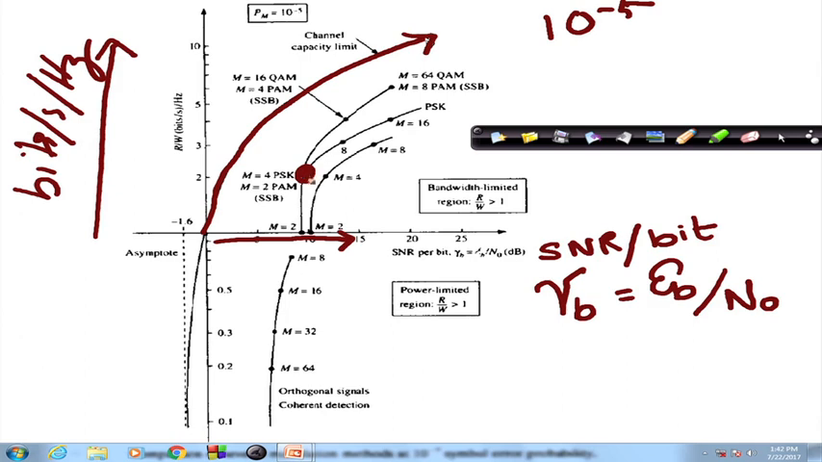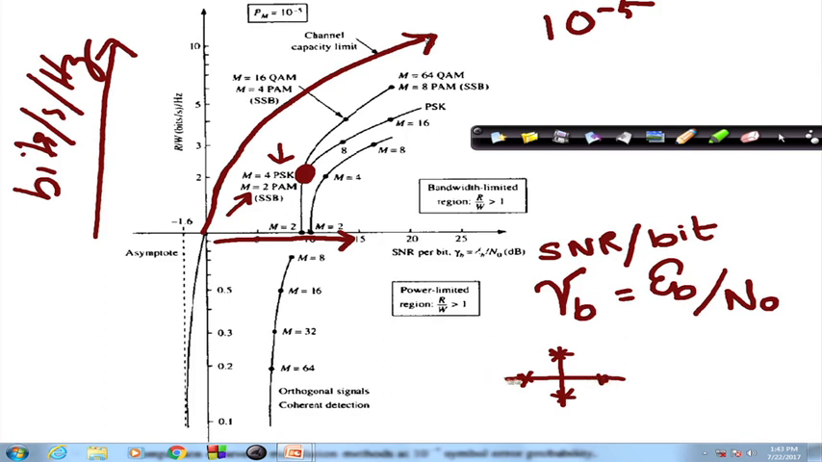here corresponding to M equals 4 PSK and M equals 2 PAM with SSB. SSB is single sideband, because PAM is a double sideband signal. So, there is unnecessary use of bandwidth. If you use single sideband, you are optimally using the spectrum. So, the Eb/N0 requirement is the same, and for 4 PSK you can think of it in many ways, as we said before.